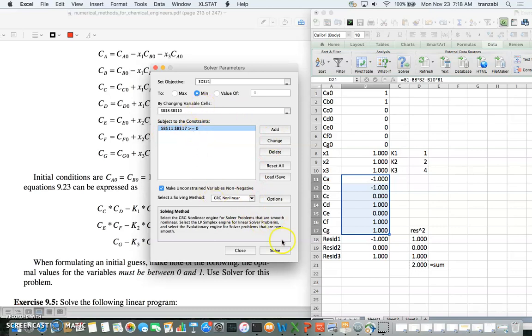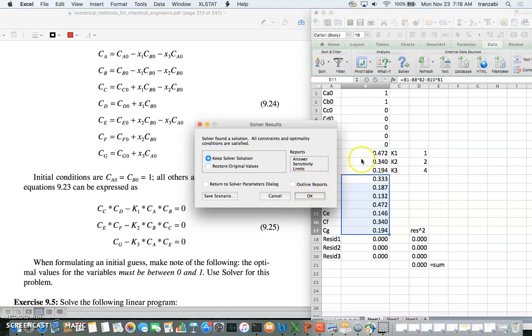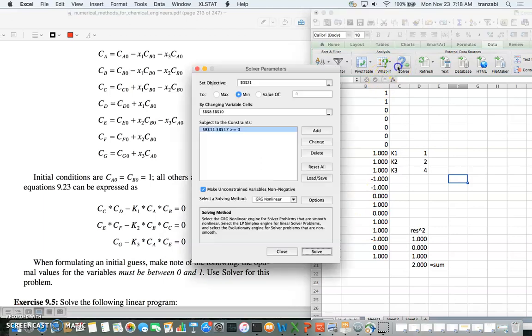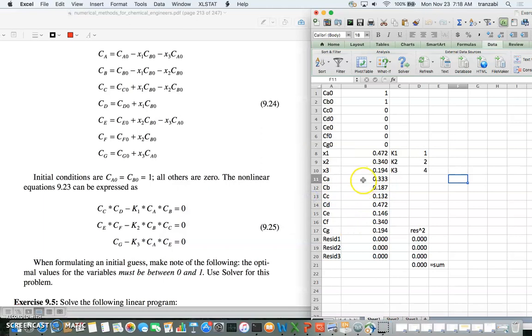And with that, I think we can go ahead and solve it. After you solve this, you see the solution. Let me just do it one more time. It's going to be 1, 1, 1 as the initial guess. With this initial guess, we actually get negative concentrations, but I think that should be fine. Solver can correct that, and we can go ahead and solve it. You see that now the concentrations are positive, right? And these are also between 0 and 1, and the error is almost 0. So we found a solution using the optimizer or the solver in the spreadsheet.